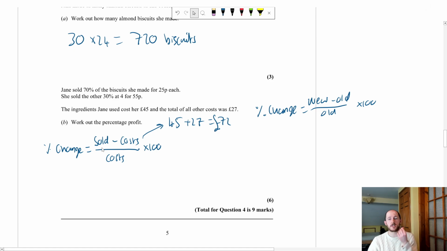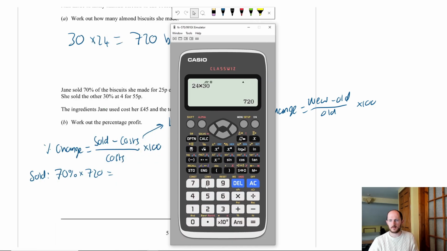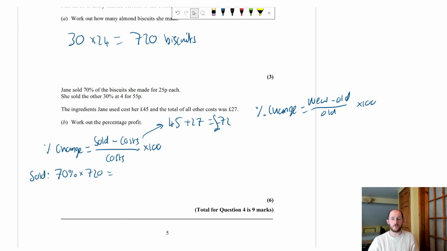We only need to know how much she sold them for, and this is how we're going to work it out. So she sold 70% of the biscuits for 25p each. There are 720 biscuits in total. We just need to find 70%. So I'd just do it on my calculator, 70% times 720, which would be 72 times 7 in total, but I'm not that much of a nerd. Remember, that's the same as doing 0.7 times 720. But that's 504 biscuits at 25p each.